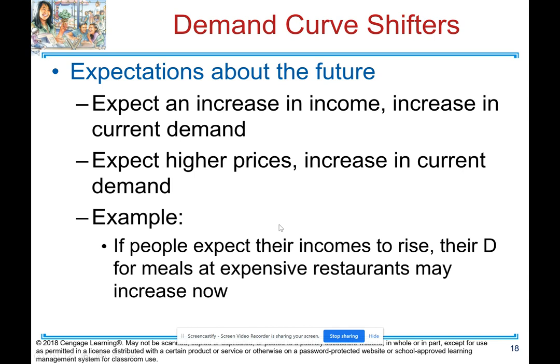Expectations about the future are another determinant of demand. If consumers expect an increase in income, there is an increase in current demand, as people will reduce their savings and increase their purchases. If consumers expect higher prices in the future, there will be an increase in the current demand as people will rush to purchase the item before the price goes up. For example, if people expect their incomes to rise, their demand for meals at expensive restaurants may increase now.